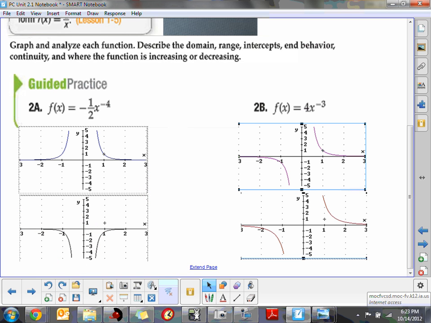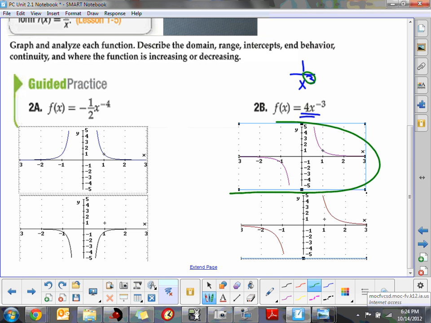Now let's take a look at 2B. 2B, what I like to think of, our parent function for this one would be 1 over x to the 3rd, because it's an odd power in the denominator. Inverse power model that is odd, it's going to be a butterfly graph, and that's what I'm showing you here. This is the parent function of 1 over x cubed.